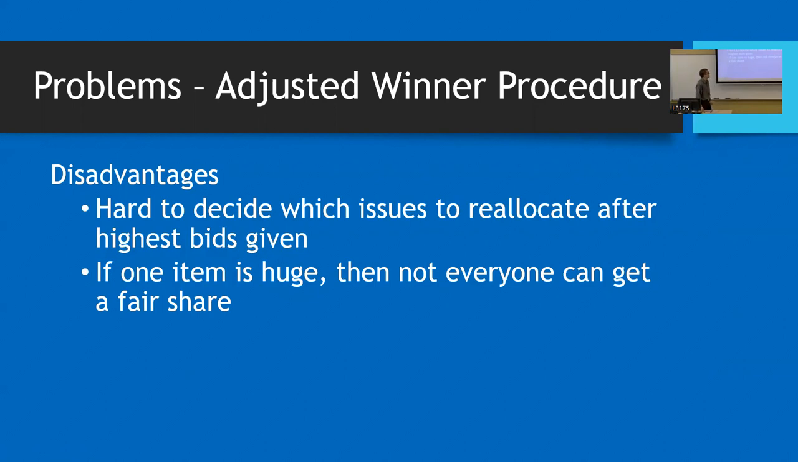But the real disadvantage is that if we have one really big item that everyone puts a lot of emphasis on, then not everybody can get a fair share with the adjusted winning procedure. That was what we did in this last example. There's no distribution of those piles that'll give A and B both at least 50%. And the reason is that one big item.